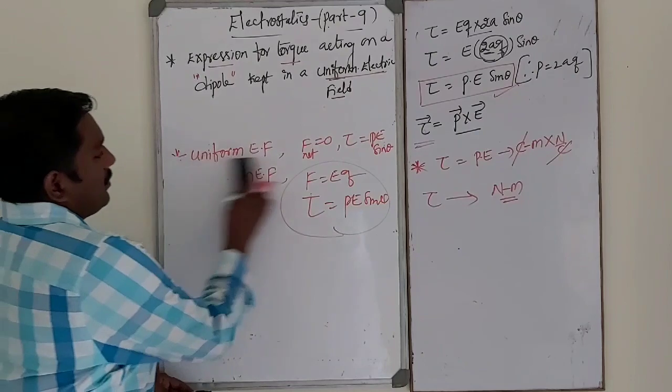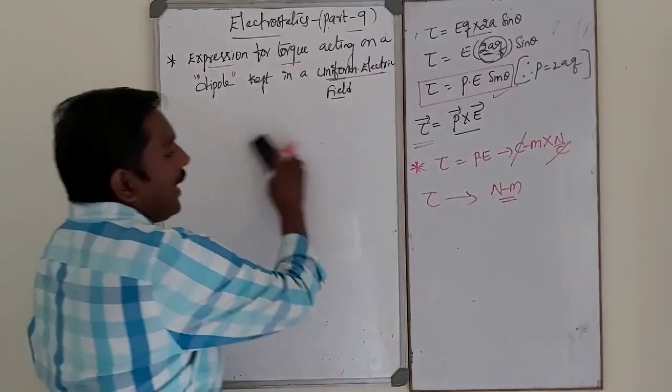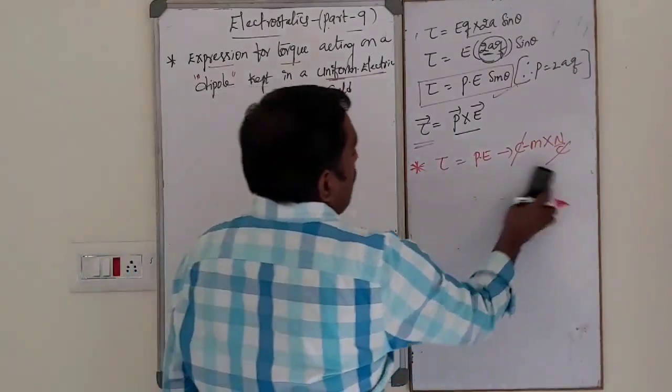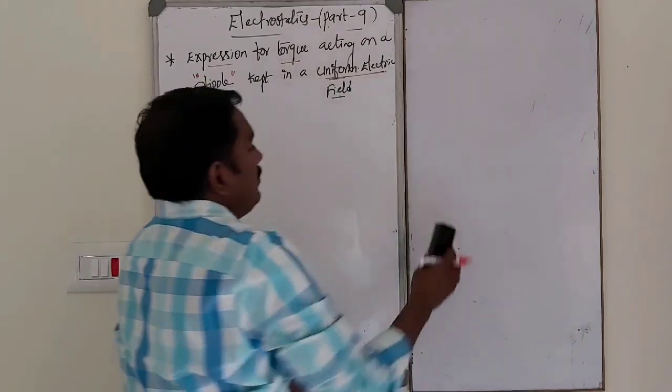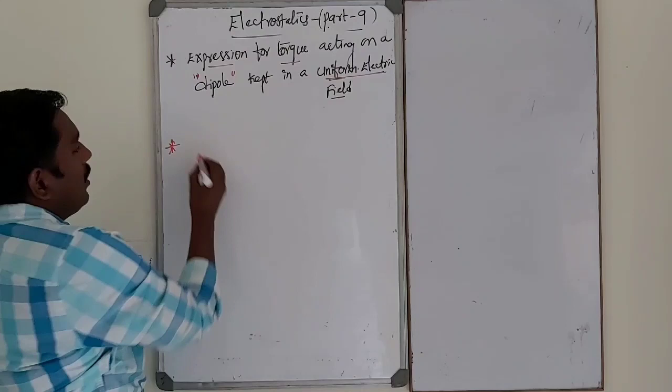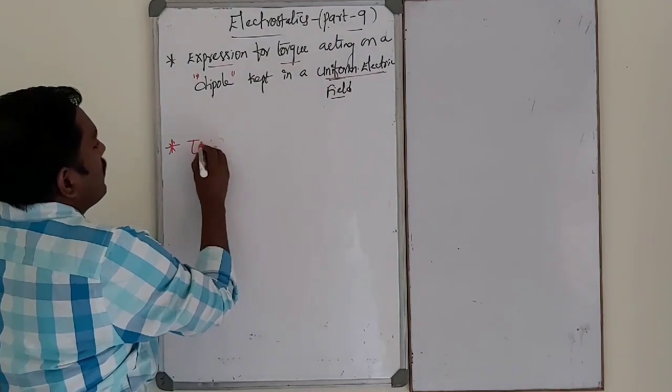Okay, students. So next, another important bit. For what angle will torque be maximum and minimum? See, torque tau is maximum.